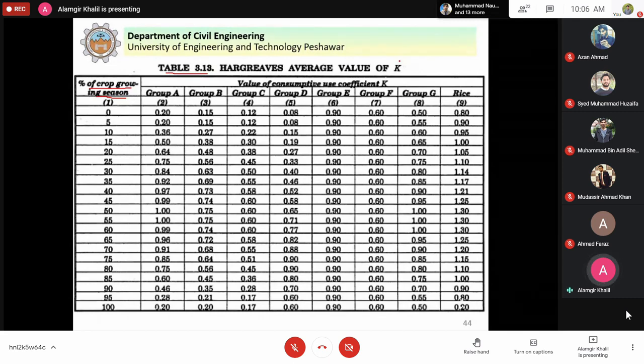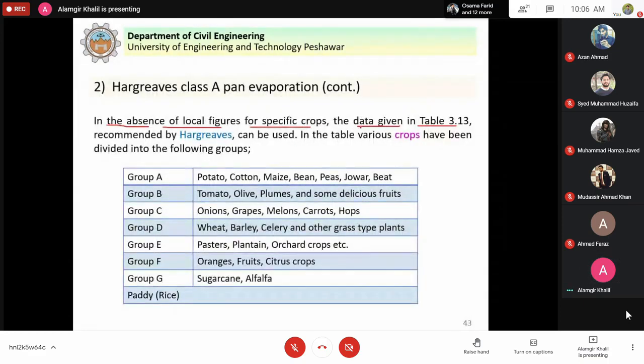We can assume or take the value of K from this table if it is not calculated for the local conditions. So the data given in table 3.13 recommended by Hargreaves can be used, and in this table the crops have been divided into 8 groups. So we have group A, B, C, D, E, F, G, and the 8th group that contains paddy or rice. In group A we have potato, cotton, maize, beans, etc.